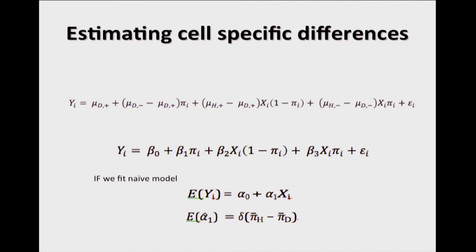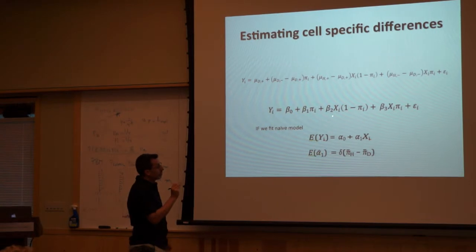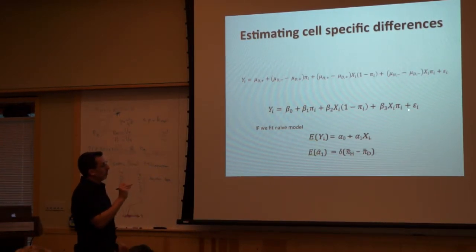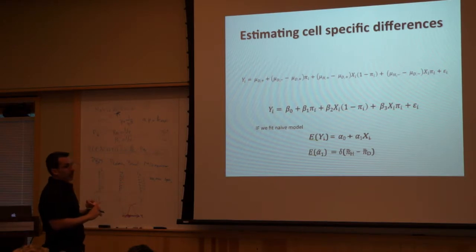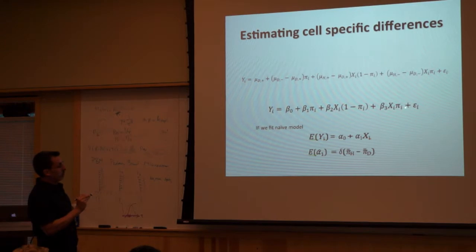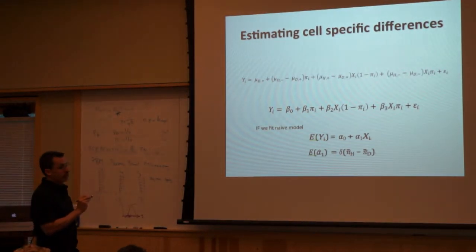But the problem is that then the xi for the outcome of interest. So the parameter of interest would be beta 2. But what we found is that if you do the math, you actually need a third term that includes the interaction of the cell composition estimates and the outcome of interest.